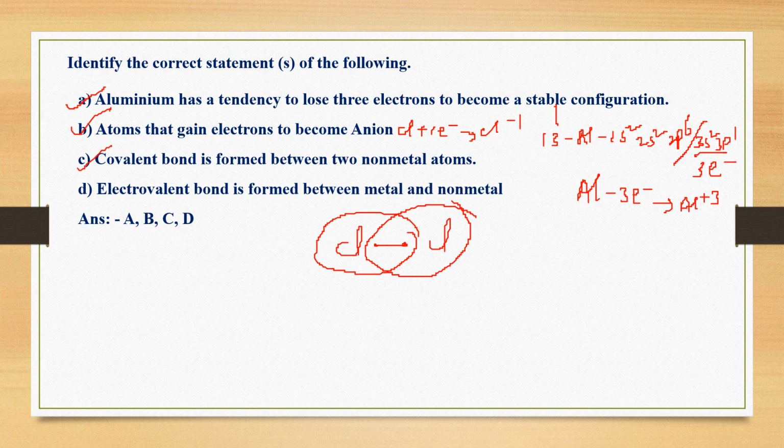Then: an electrovalent bond is formed between a metal and a non-metal. Yes, exactly. Suppose you take Na plus as well as Cl minus. Like this, NaCl is formed, since a metal is present, to form the respective products. So NaCl has an electrovalent bond. So the right answer is options 1, 2, 3 and 4. Thank you. Next, we'll go for the next question.